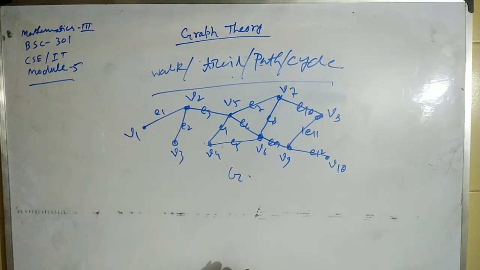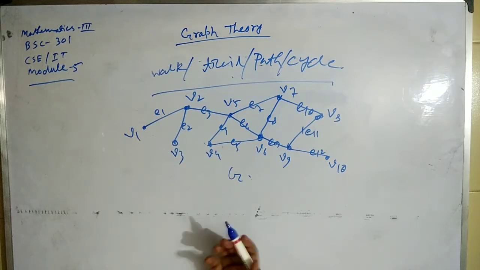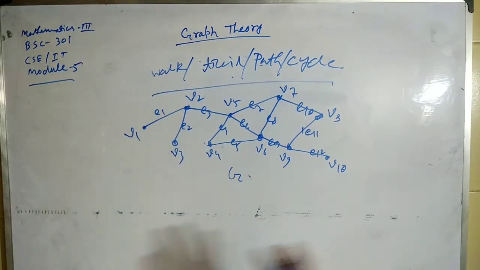Now what is walk? Walk is a finite sequence of vertices and edges alternatively. Simply, walk is a finite sequence of vertices and edges. There is no restriction to form a walk, that is, repetition of vertex or repetition of edges. Suppose you want to go from V3 to V9.